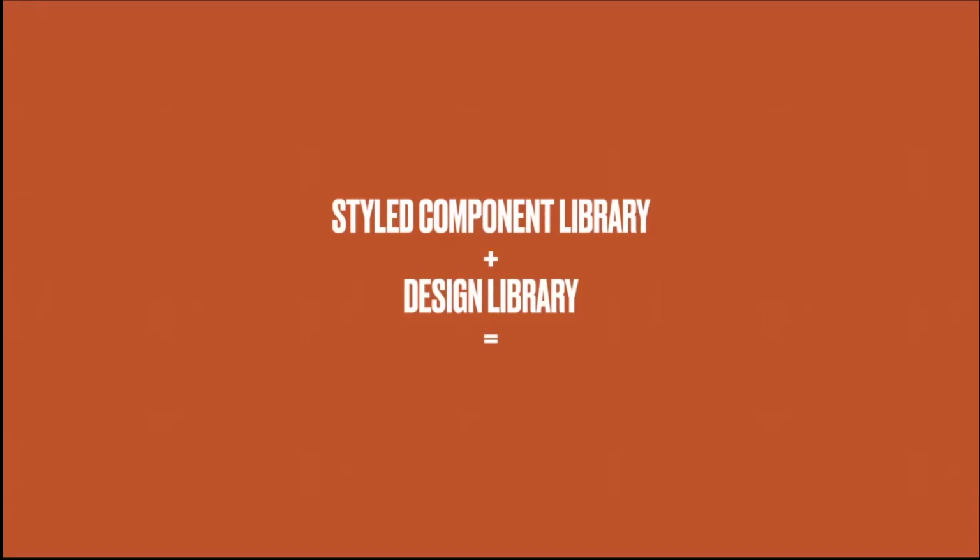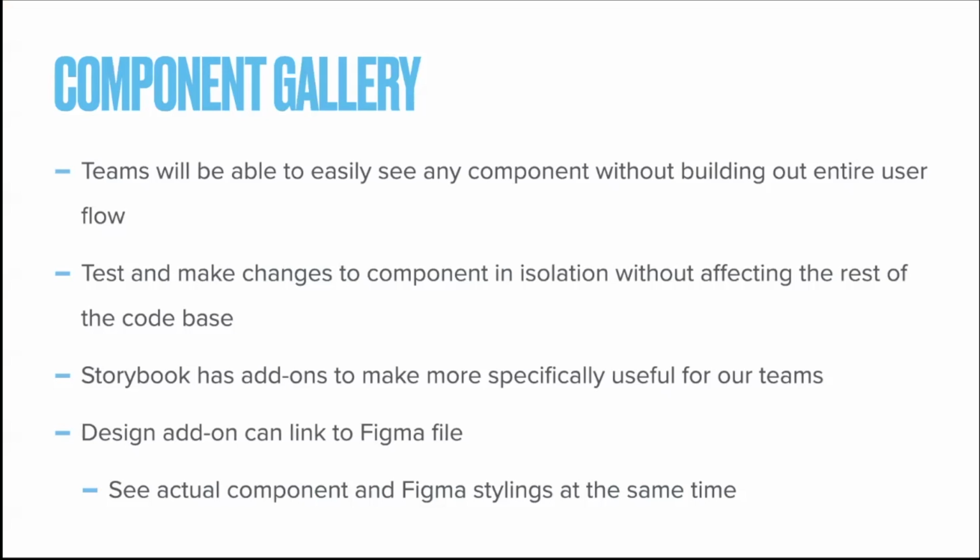So how are we going to implement it? We're going to take our styled component library from the development side and our design library on the design side, and we're going to make a component gallery. So all the teams will easily be able to find any component without having to build out the user flow. We'll be able to test and make changes on the component in isolation without affecting the rest of the code base. Storybook has add-ons that'll be specific to our team that we can figure out that'll be helpful for us.